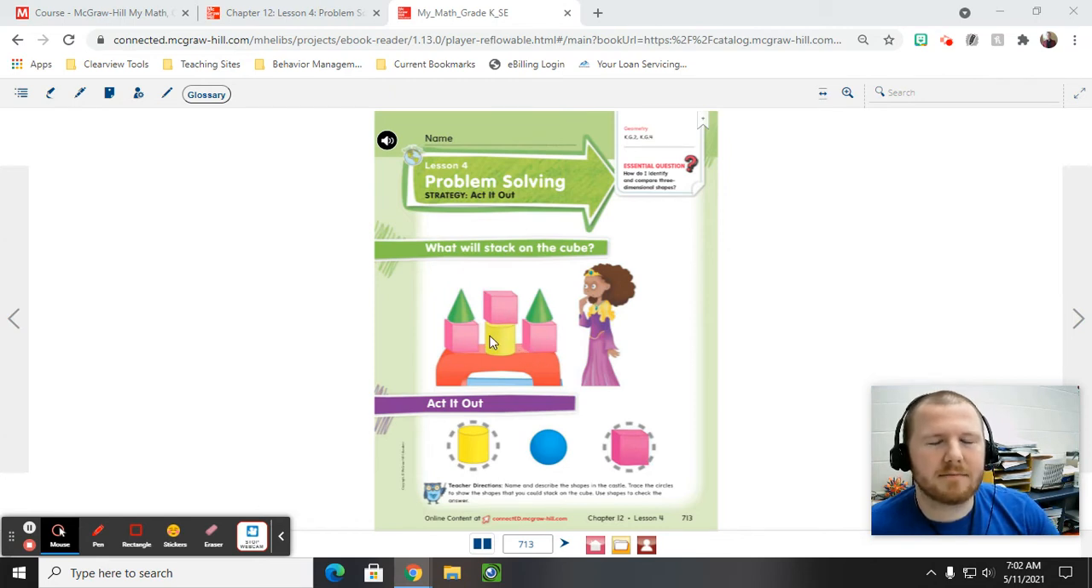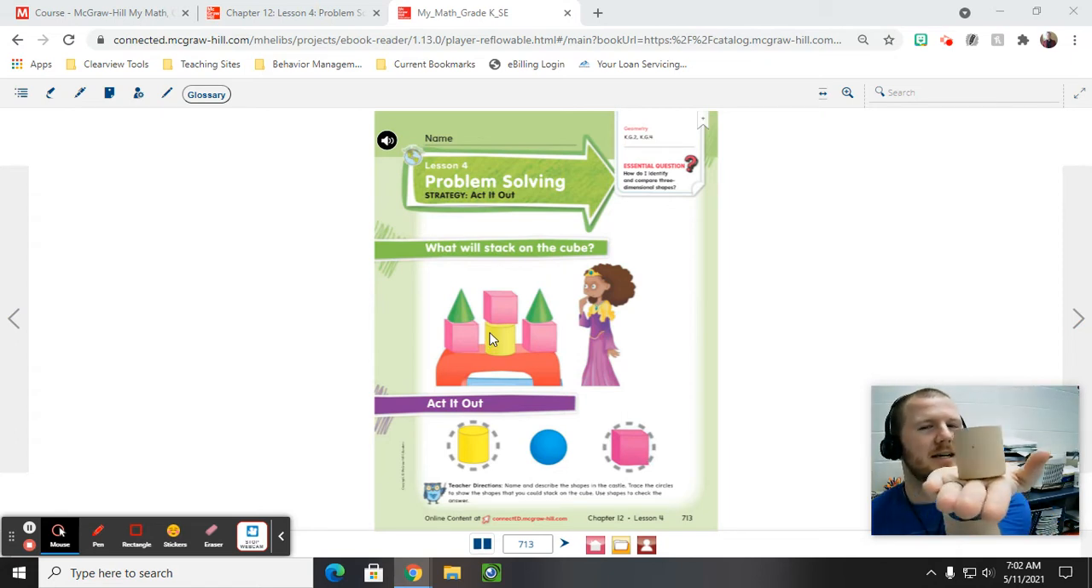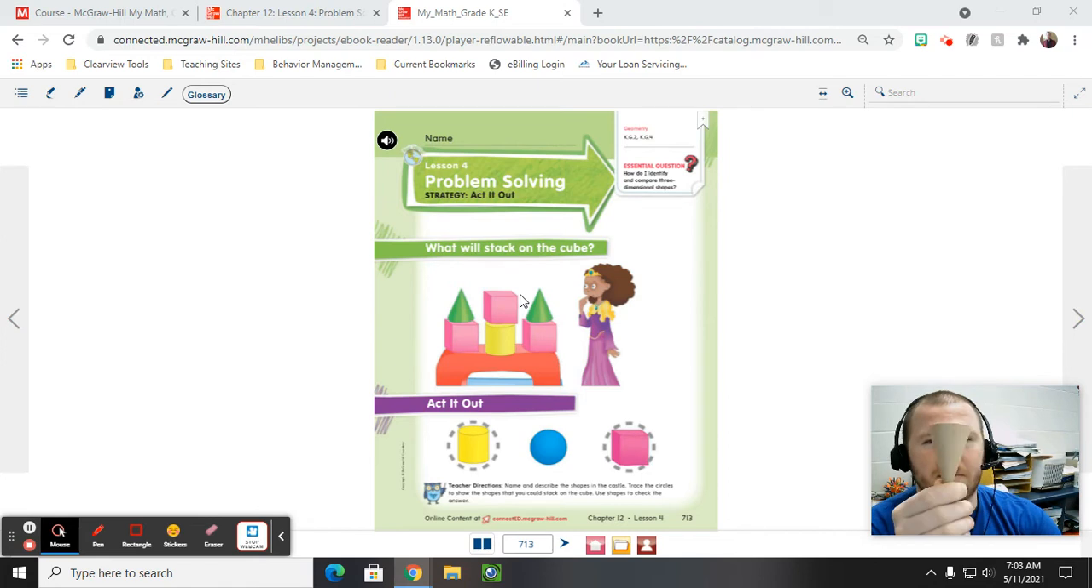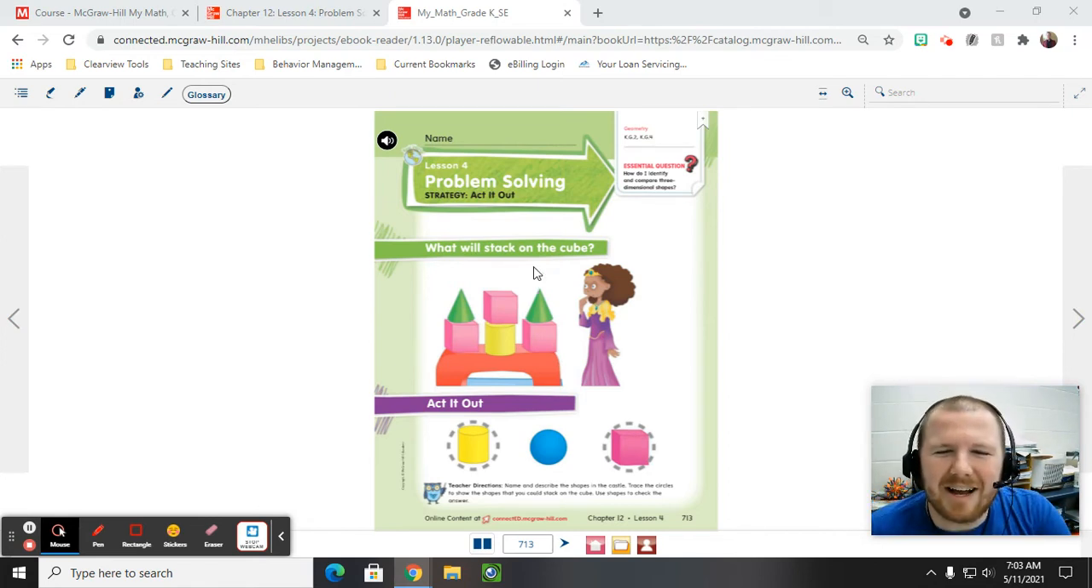Well, what's the yellow one? Remember, it's shaped like a pop can. It's a cylinder. Say cylinder. Good. Yes, it's a cylinder shaped like a can. And then what are the green ones? That's the other easy one. Remember, ice cream cone. I mean, it's not called an ice cream cone, it's just called a cone. We call it an ice cream cone because we always use it with ice cream. But they're asking what will stack on the cube.